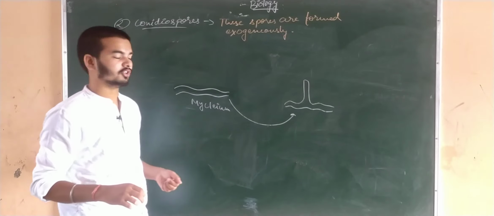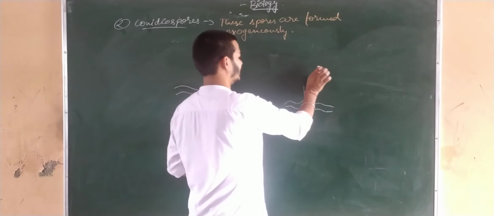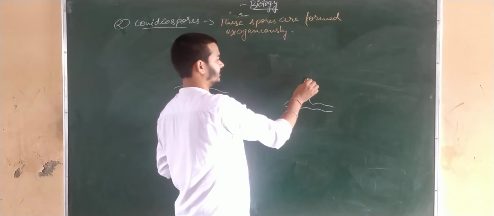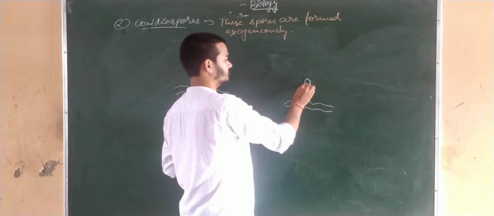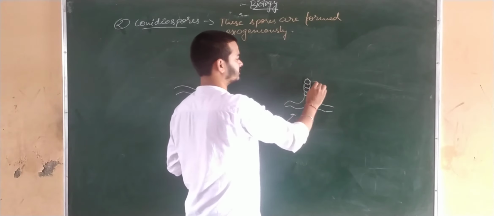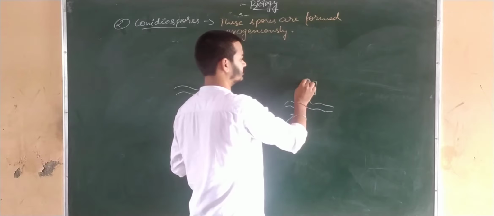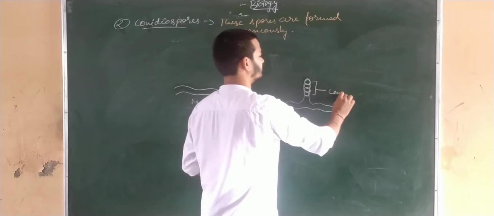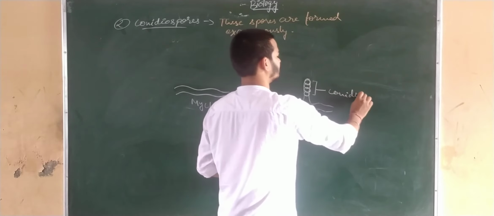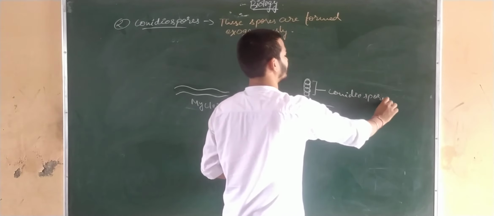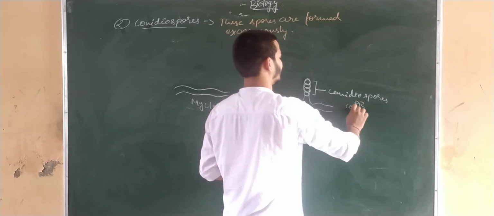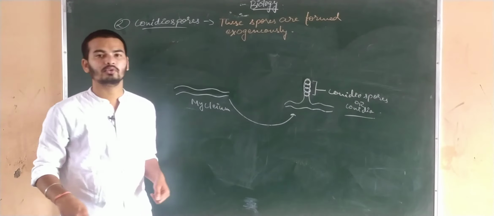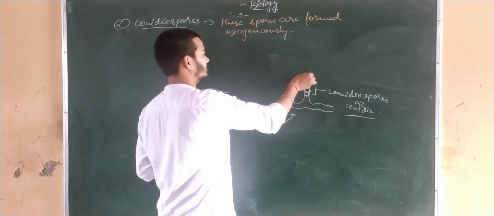Now this hypha has been originated. Suppose this is the hypha, and in this hypha you will see there will be the formation of some round spores. These spores which are formed over here are conidiospores, or they are also known as conidia, plural conidia, singular conidium.